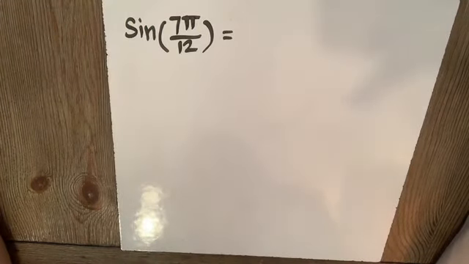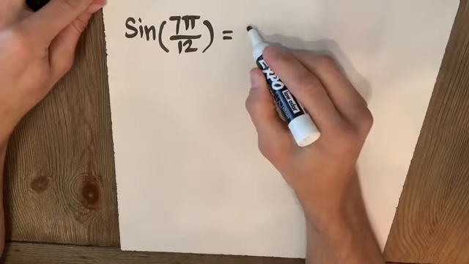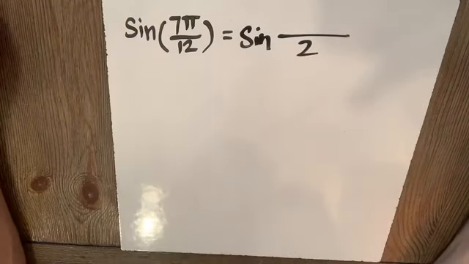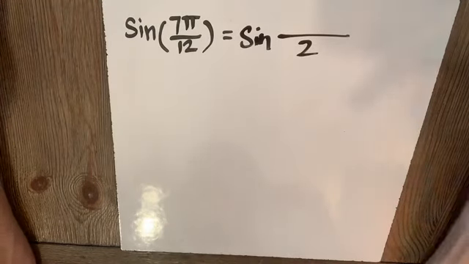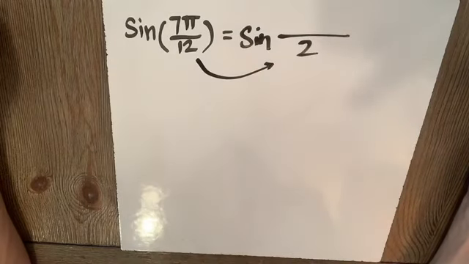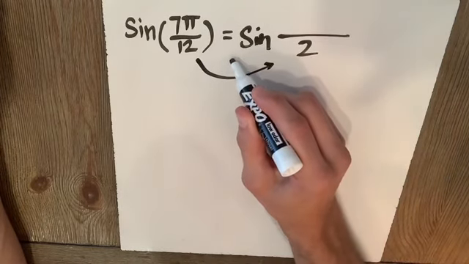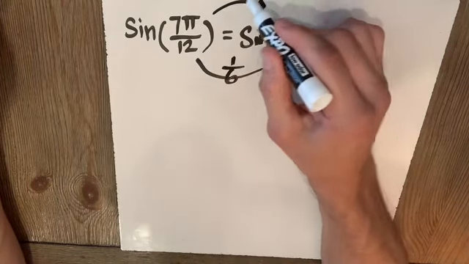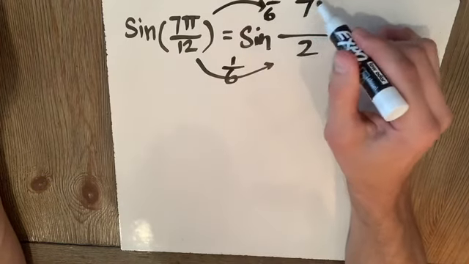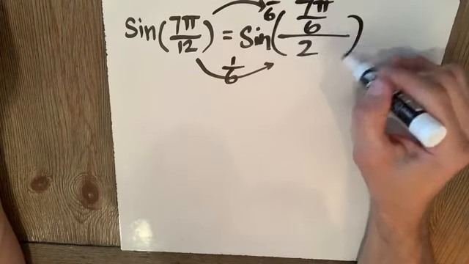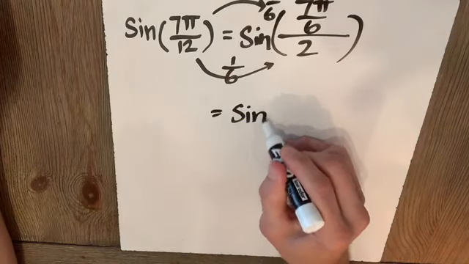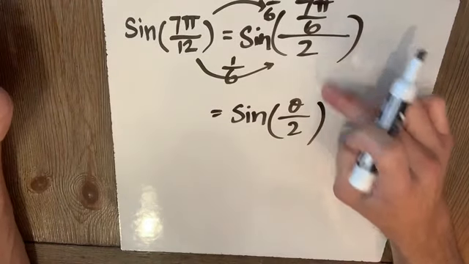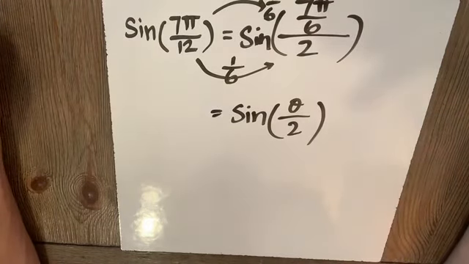However, if you don't want to go to degrees, you could call this sine of, now we want the denominator to be 2 to use our half angle formula. So to go from 12 to 2, we have to multiply by 1 over 6. If I multiply the denominator by 1 over 6, I've got to multiply the numerator by 1 over 6 to give me 7 pi over 6 over 2. Now, this is sine of theta over 2. I've forced 7 pi over 12 into something over 2 so that I could use my half angle formula.